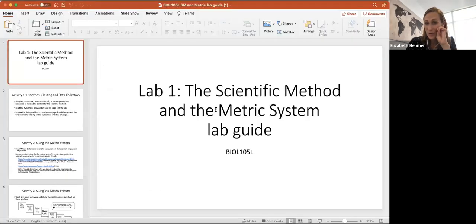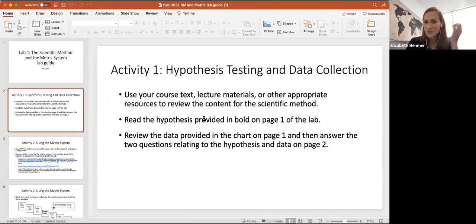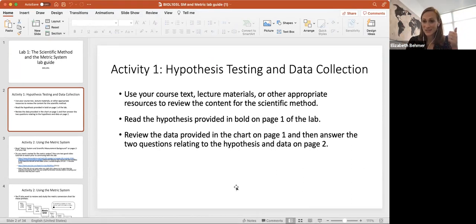Let's go ahead and open up your lab guide, which is the PowerPoint, and go to slide 2, or page 2. Use your course text, lecture materials, or any other resources to review the content for the scientific method. Read that hypothesis, which was page 1, and then review the data chart to answer the questions related to that hypothesis. To reiterate, you can have your lab guide open at the same time as your worksheet, and it takes you through it. It's very helpful to come to lab and watch the recordings, but these are set up for you to work through the labs on your own, and I'm here to help facilitate that.